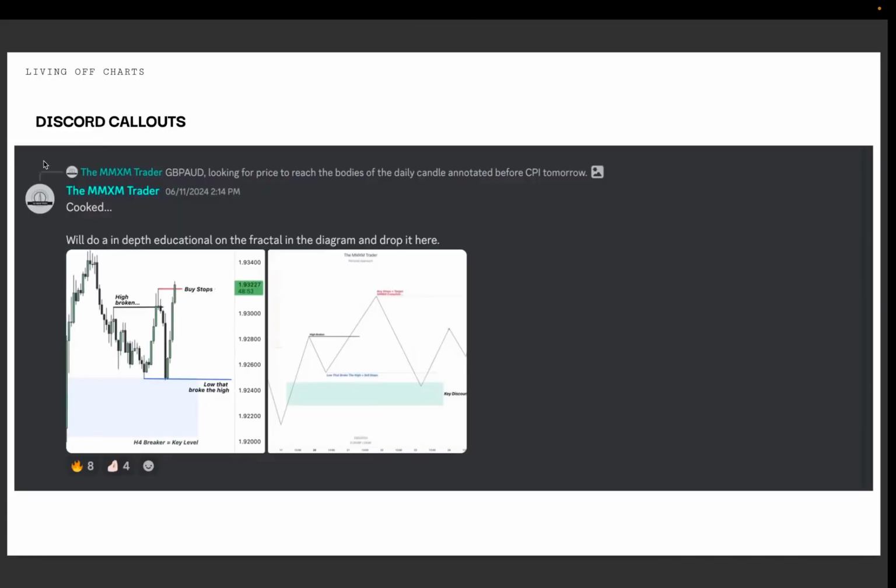Lastly, here's an example from the Discord group where I called this trade out, and we cooked this GBP AUD trade. I forgot to add the example where I called the trade, but anyway, we have a high broken here. There's a key level, H4 breaker, it's in discount. We break the high, then run back for the low, and then straight up candles to this high, low resistance liquidity here. Easy move. And this was, as I mentioned, called in the Discord group.